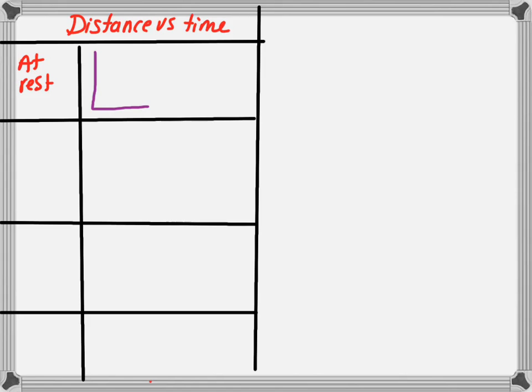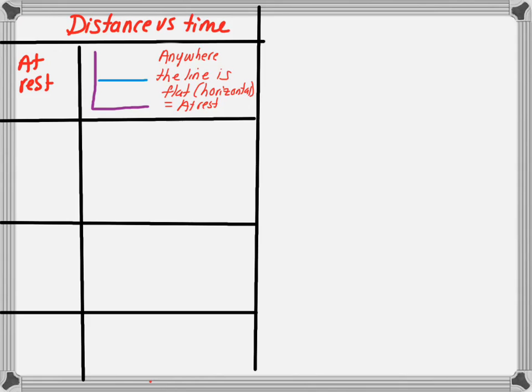Basically, what does at rest look like? At rest looks like this on a distance time graph. It's a flat line, okay? So anywhere the line is flat or horizontal, that means it's at rest, okay? So it doesn't matter if it's here or here or here. It really doesn't matter, just as long as it's flat, okay?